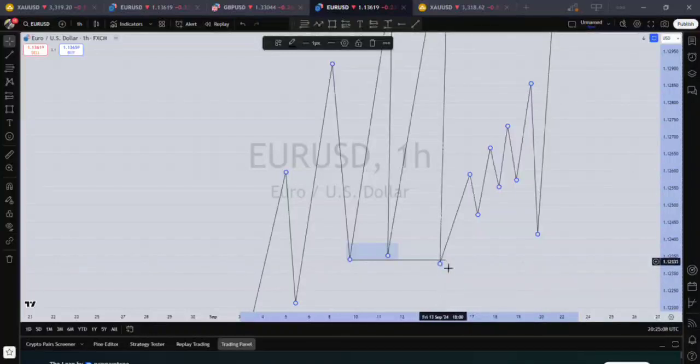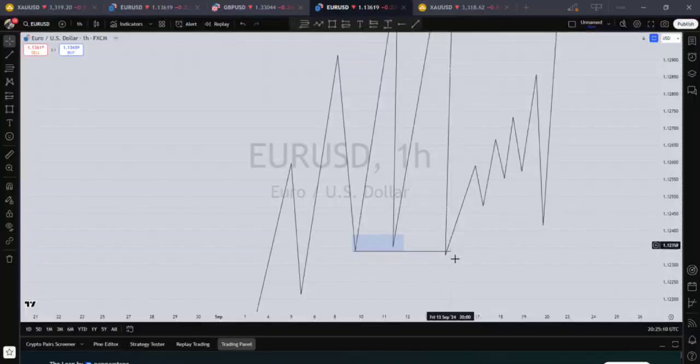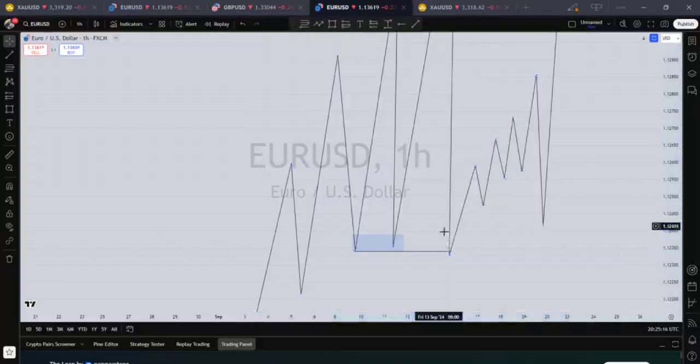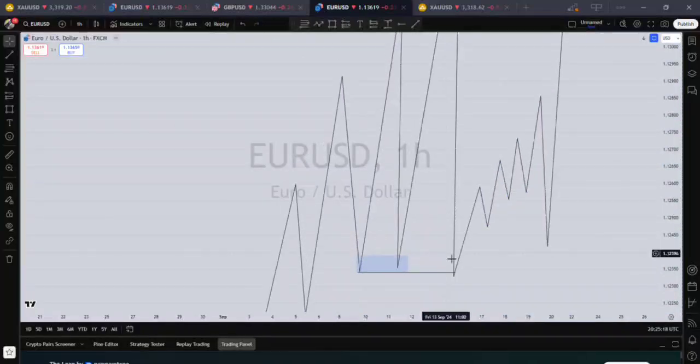So the whole point is manipulation. If it has wicked here, some people will be selling, so it manipulates people. That manipulation can be done by engineered liquidity. It's all part of manipulation.